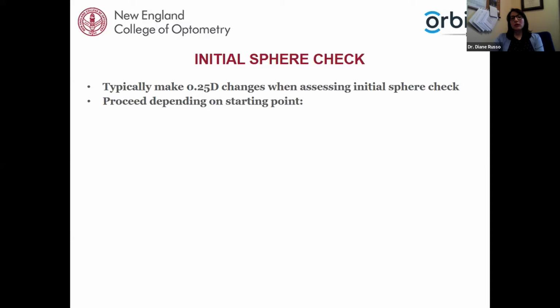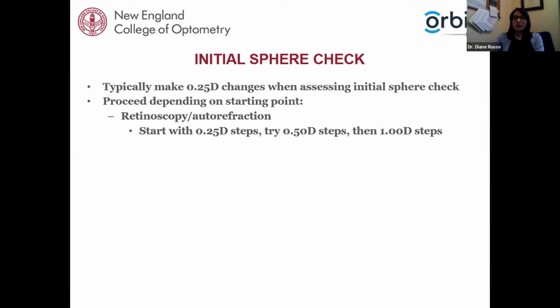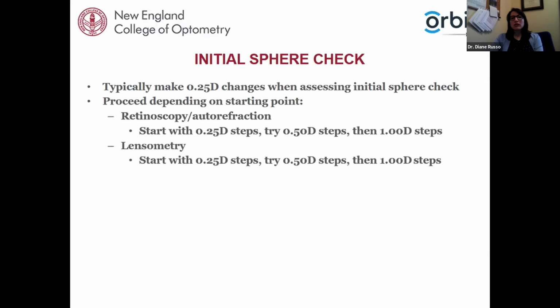From the last presentation, we mentioned going in quarter diopter steps for the initial sphere check. But now we're thinking about troubleshooting. If we're starting by using retinoscopy or autorefraction results, or even lensometry, you could start with the quarter diopter steps. But if the patient's visual acuity is fairly reduced, let's say their vision's 20/70 or 20/80, then you may want to go in half diopter steps, depending on if you think you need to go in the minus or the plus direction. So it doesn't necessarily have to be exactly in quarter diopter steps.